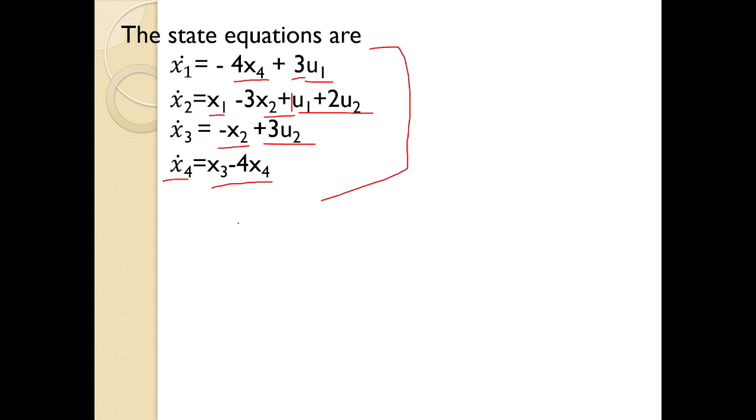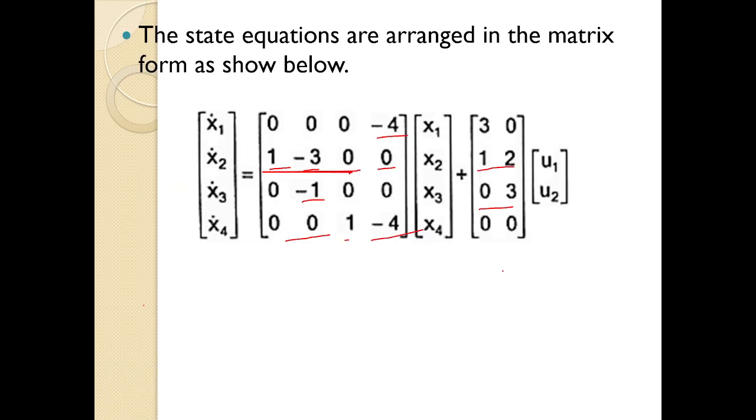Similarly in the fourth equation, u terms are not there. Since u is not there, the coefficients of u are 0, 0. You just put it in a matrix and write down u1, u2 in another matrix.